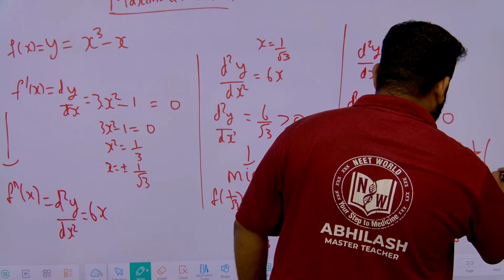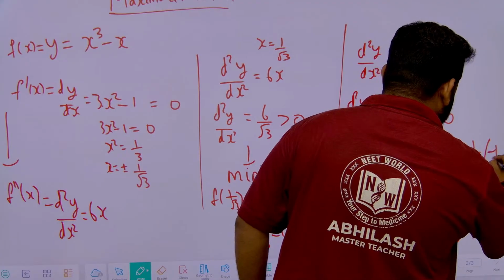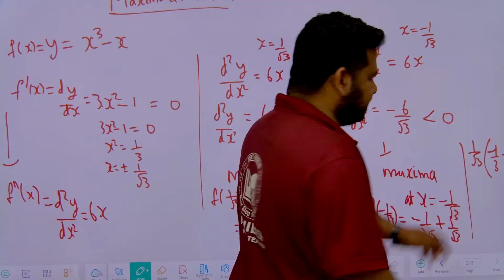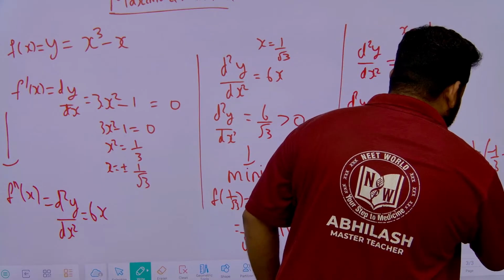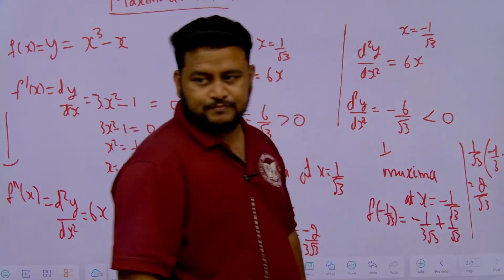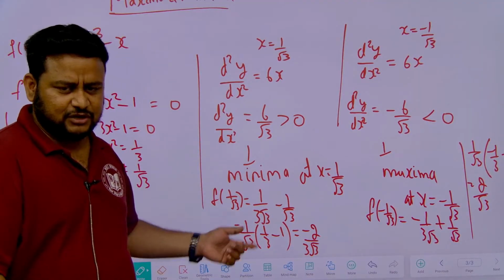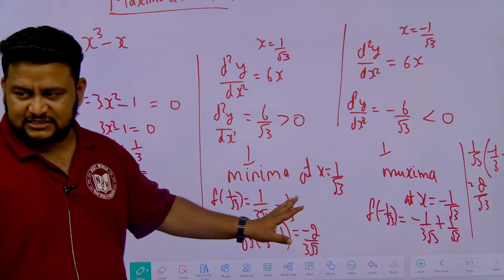Here I will be having minus 1 by 3 plus 1. So this will become 3 minus 1, 2 by 3. So I will have 2 by root 3. This is the maximum value. See, basically they don't ask what is the maximum value or minimum value. Just for your reference I am telling you.